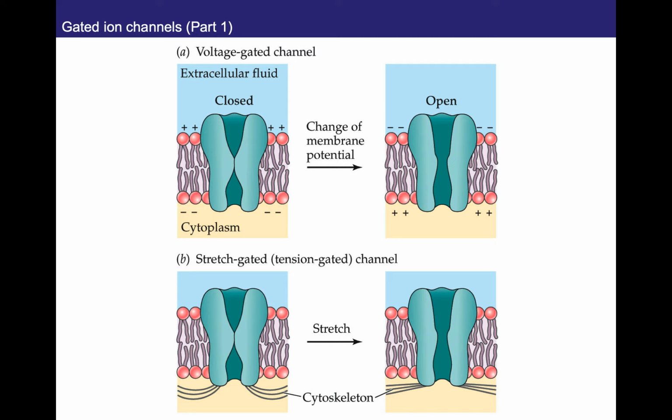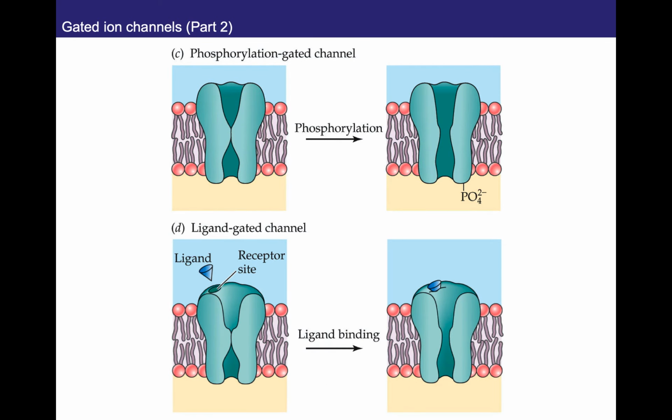All right, phosphorylation gated. I'll just add to this one. CFTR is a channel that's phosphorylation gated. We'll talk more about that, but you can see here, once a phosphate group is added, it opens up the channel. And then ligand-gated channels. The ligand attaches to the channel, and it opens up in response. There's a conformational change. So those are the four types of gating that I'd like you to know.